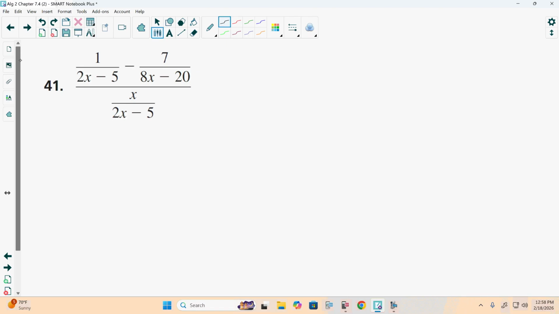1 over 2x minus 5 minus 7 over 4x minus 20 all over x over 2x minus 5. I wouldn't write this, but our first instinctual step is to say we're going to multiply everything by 2x minus 5 for sure, because 2x minus 5 shows up in 2 of the denominators. Only shows up once in each one, so we'll only need it once. And then we're also going to need what? 8x minus 20 and 8x minus 20.